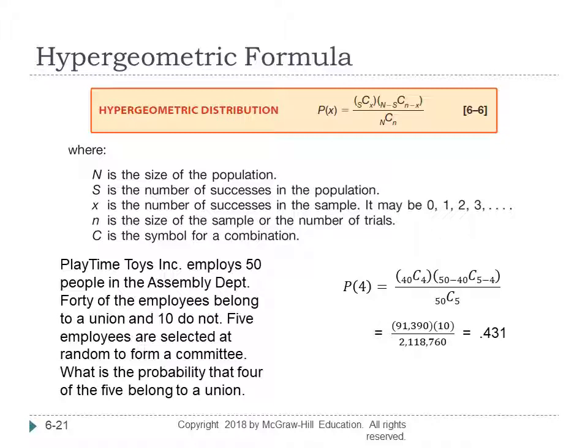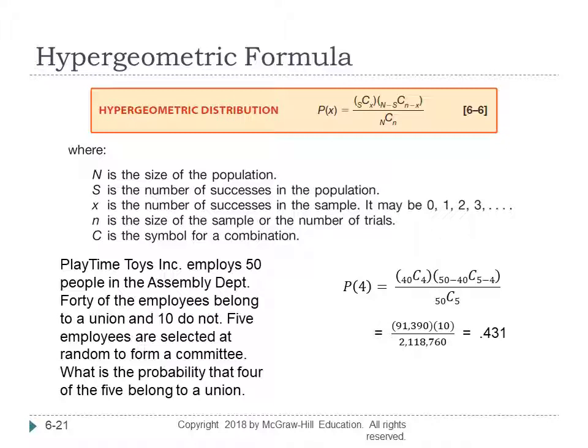Again, let me read the formula one more time and then use it to calculate probabilities. The probability of x is S choose x, the number of successes in the population, choose x, that's the number of successes in the sample, multiplied by N minus S, choose small n minus x.